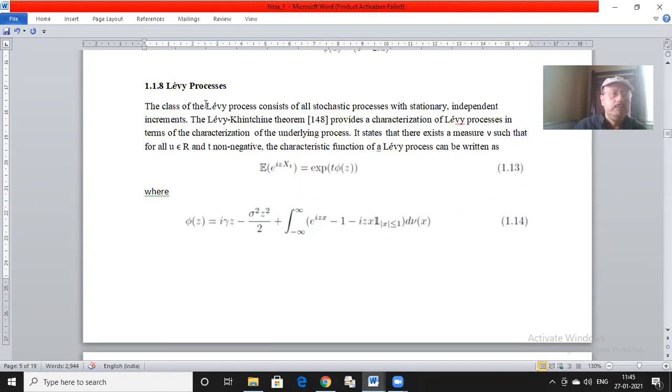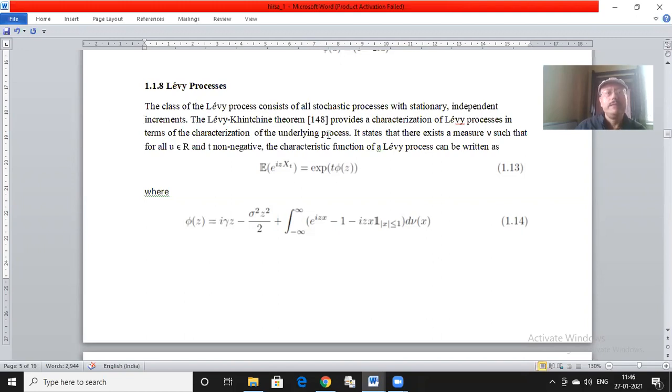So what is this Levy process? The class of the Levy process consists of all stochastic processes with stationary independent increments. So obviously even Brownian motions are also special cases. I think we had a question like that in the examination.